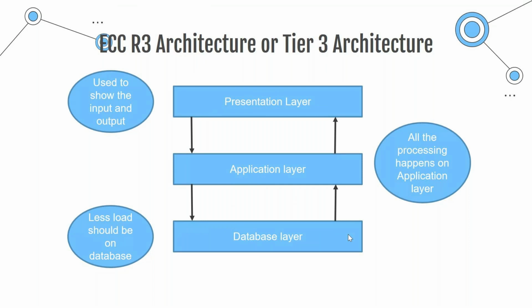Okay, so we see there is something called a three-tier architecture or R3 architecture. It's called in two ways: R3 architecture or Tier 3 architecture in SAP. This architecture is what helps complete the transactions in SAP. I'm not talking about financial transactions, but anything. If you want to perform any action in SAP, this three-tier architecture is responsible for it.